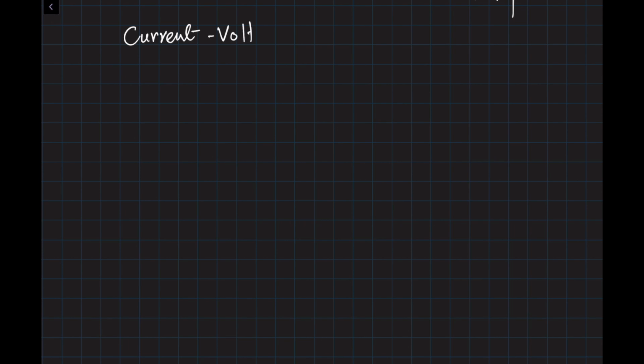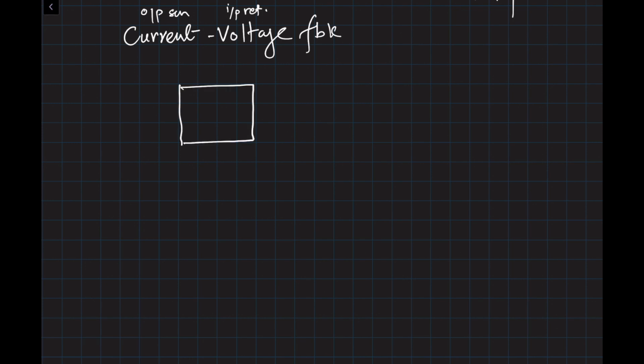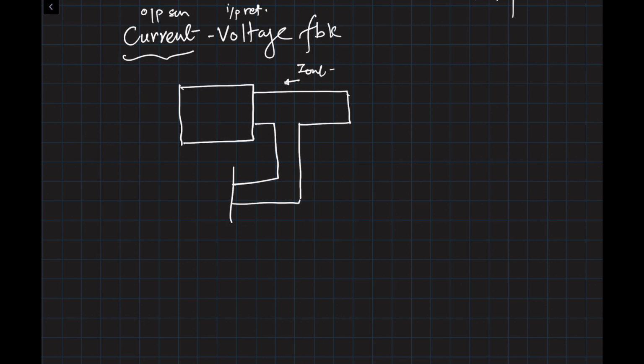The next configuration is called current voltage feedback. Again, current is output sense and voltage is input return. That's the syntax. So here is our block, and we are supposed to get current out because that's what we are sensing here, and part of the current is being returned to our feedback block. So this is my I out for my block, and then I'm going to feed that current back into the feedback network, and then I'm going to return input voltage.